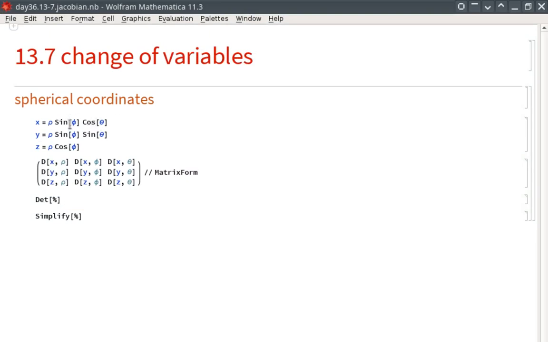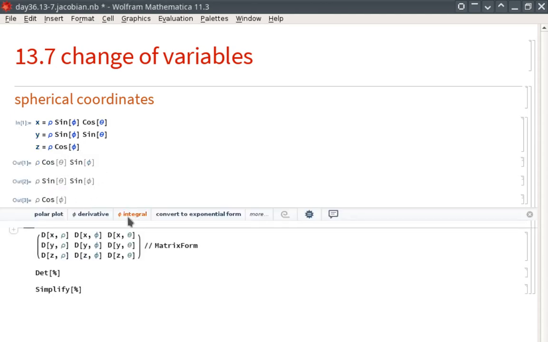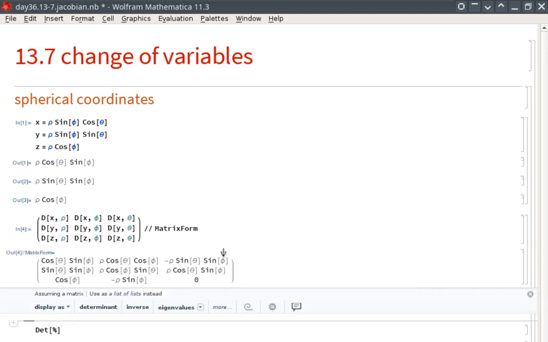Okay. So suppose x is, this is spherical coordinates, rho sine phi cosine theta, then rho sine phi sine theta, and z is this. So let me evaluate this. Yeah, so we get those things. And now let me take the partial derivatives and I'll display that in matrix form so you can see it. Now this is the Jacobian matrix. Those you can do yourself, and in fact you can probably verify this just visually, to make sure that we did this correctly.